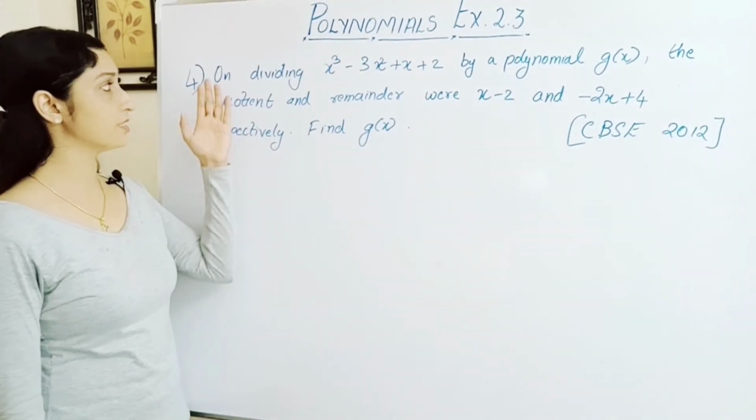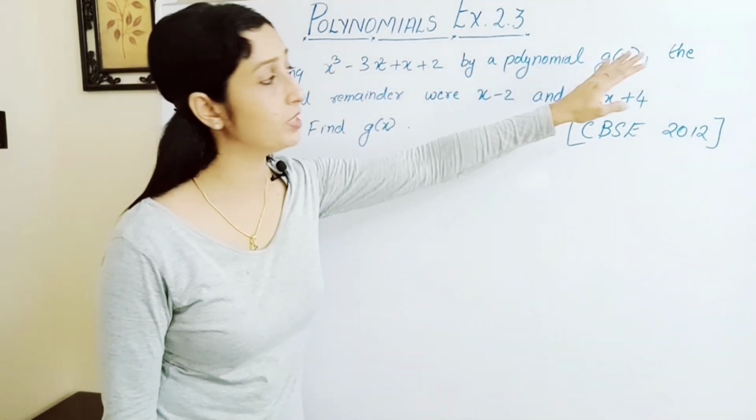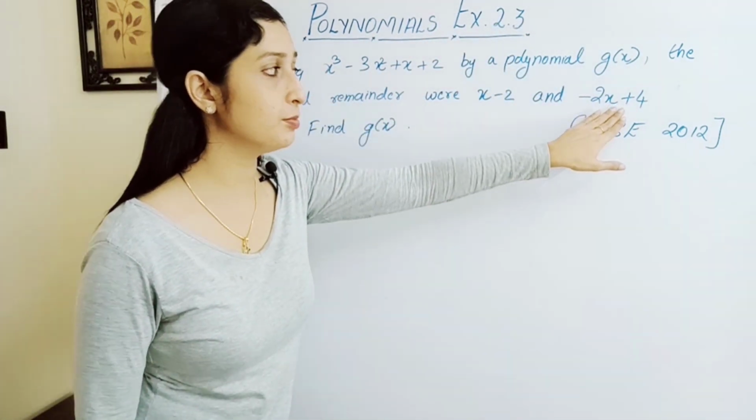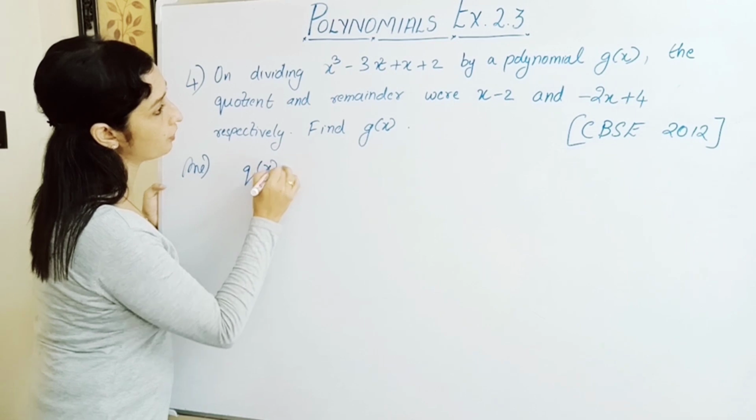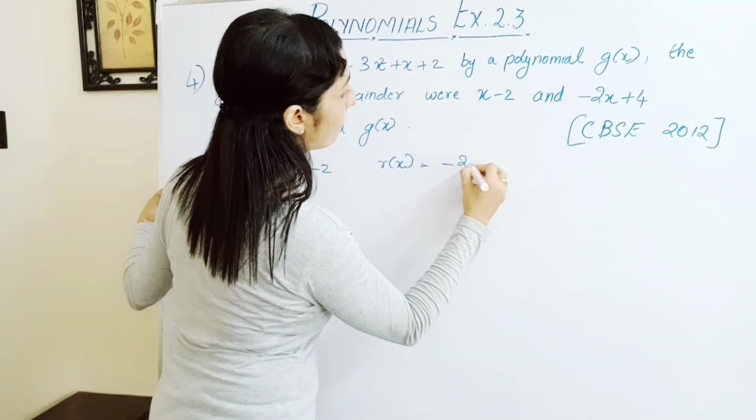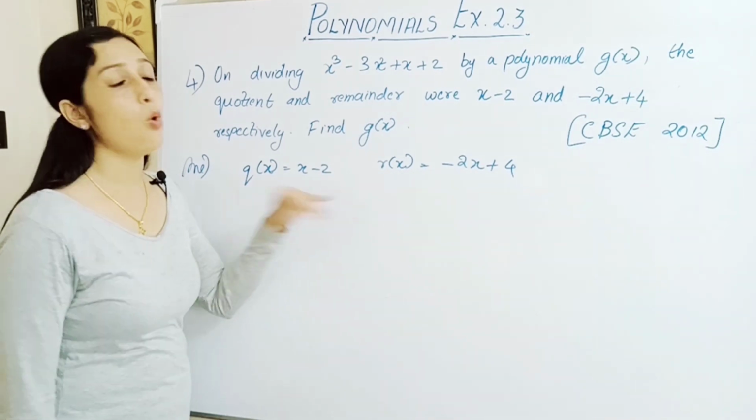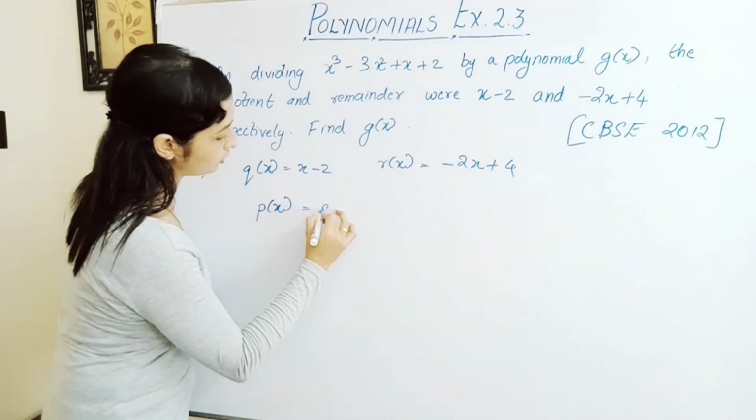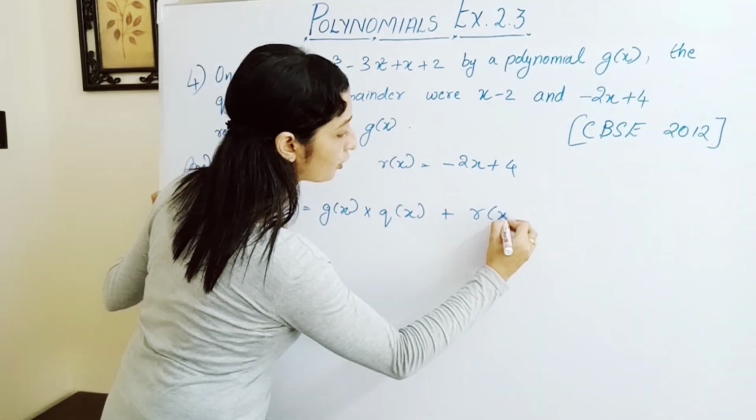So this is our fourth question on dividing x cube minus 3x square plus x plus 2 by a polynomial g of x. The quotient and remainder were x minus 2 and minus 2x plus 4. So I am writing the quotient here. Quotient q of x is equal to x minus 2 and the remainder r of x is equal to minus 2x plus 4. Then you have to find g of x. So what is our division algorithm? P of x is equal to g of x into q of x plus r of x.